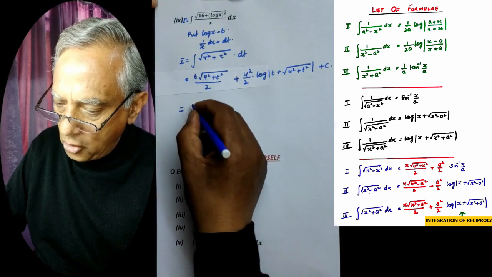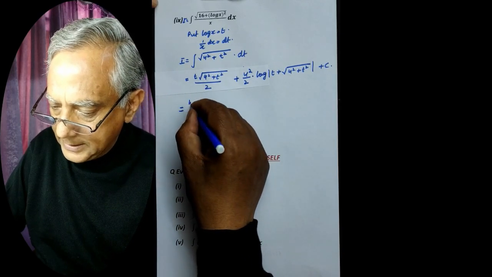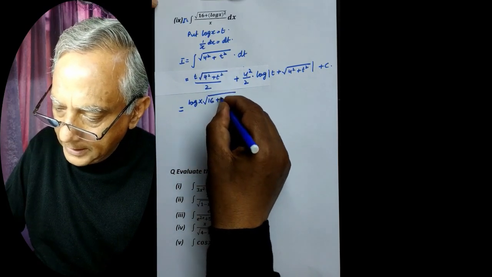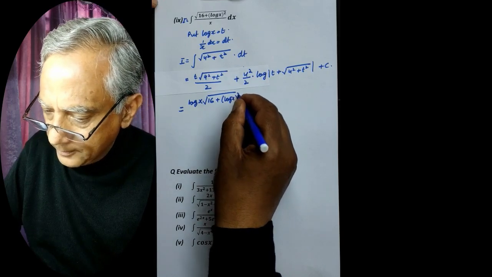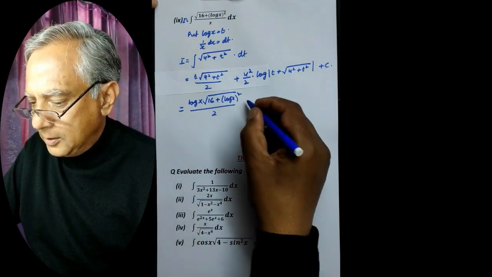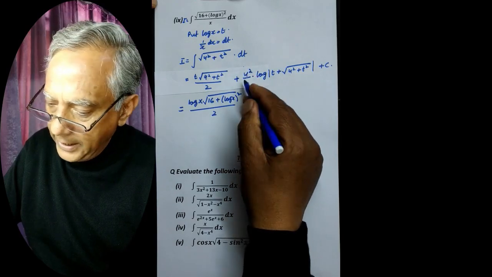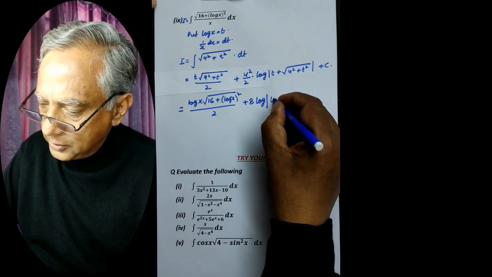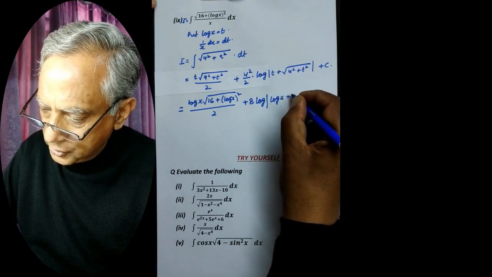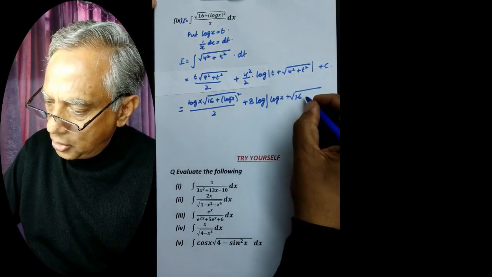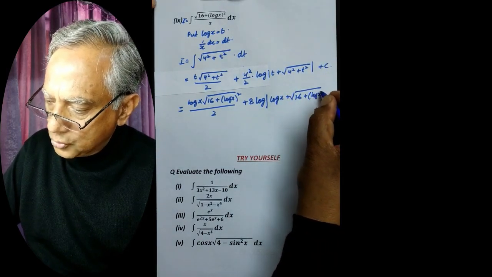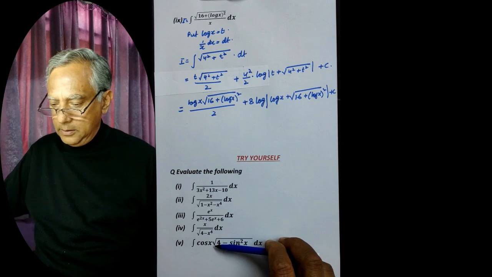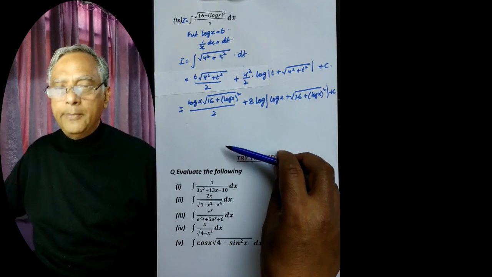So t will be log x, so this will be log x under root 16 plus (log x) whole square by 2, plus 16 by 2, that is 8, log of t, which is log x, plus under the root 16 plus (log x) whole square, plus c. So this is the answer. Now you can try these questions on similar lines.